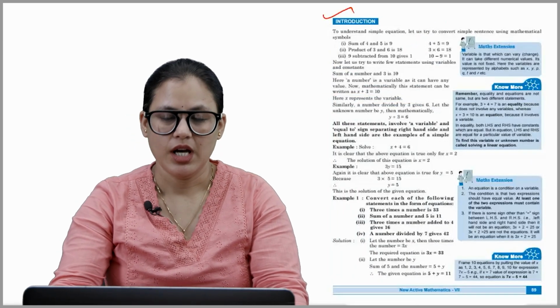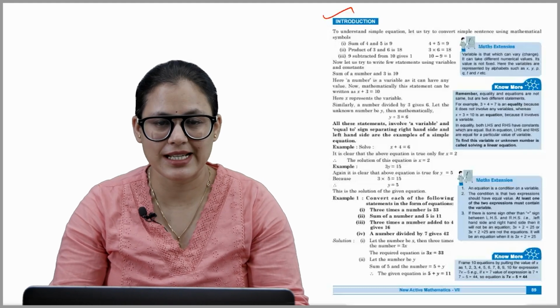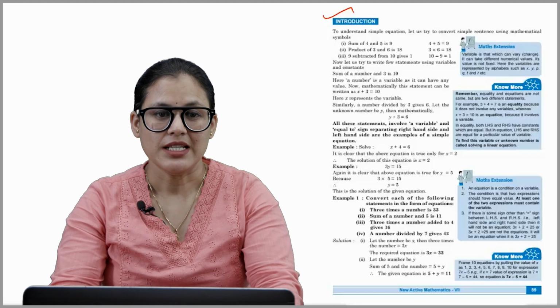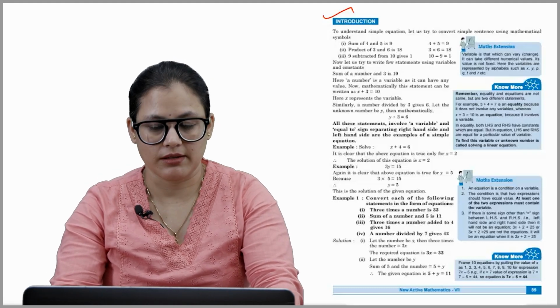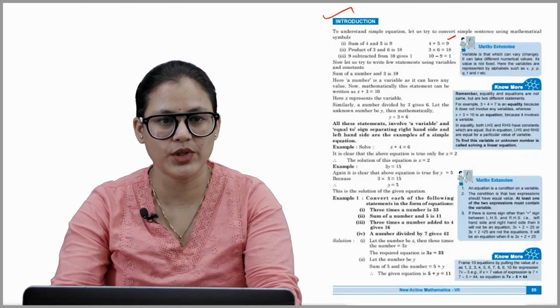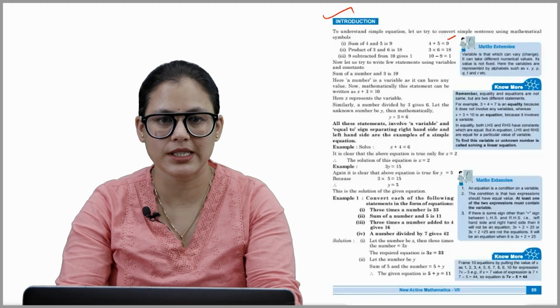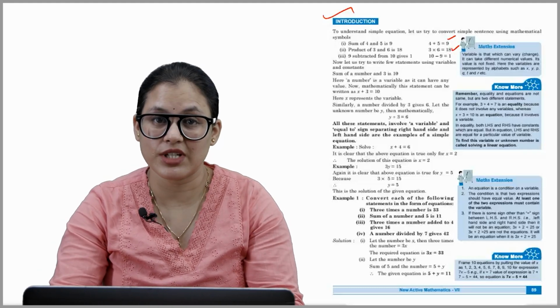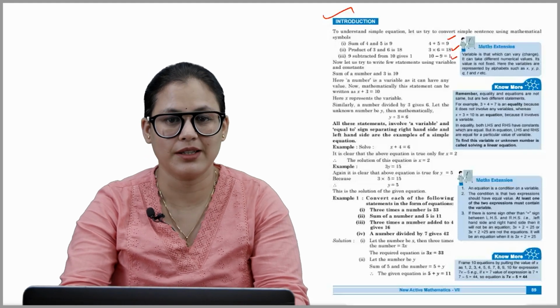Introduction. To understand simple equation, let us try to convert simple sentences using mathematical symbols. Sum of 4 and 5 is 9. Okay, so this is the equation. Product of 3 and 6 is 18. This is the equation. And 9 subtracted from 10 gives 1. And this is the equation.